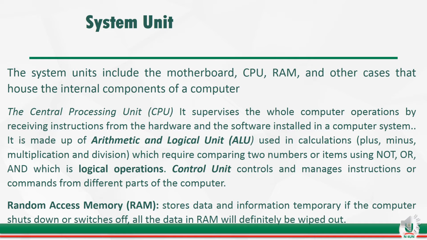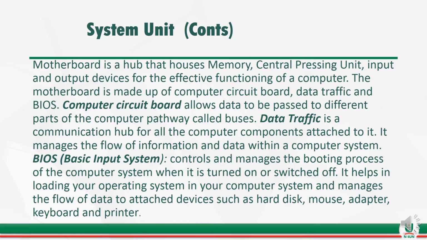Then the random access memory stores data and information temporarily. Once the computer is shut down or switched off, all the data in the random access memory disappears or is wiped out. Still on the functions of the system unit, the motherboard houses the central processing unit, and input and output devices for effective functioning of the computer.